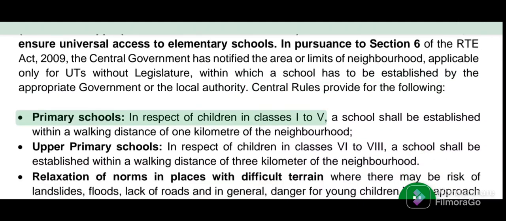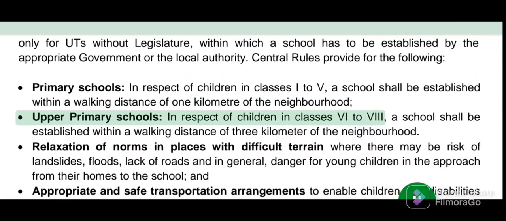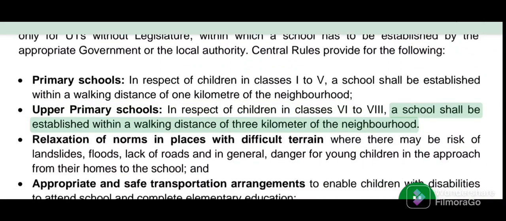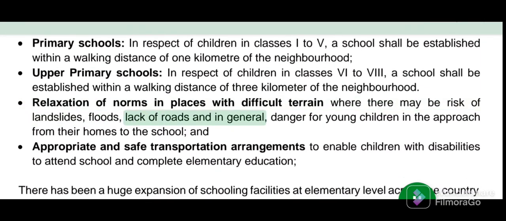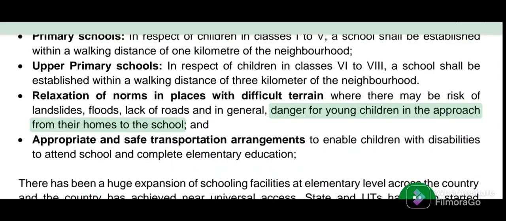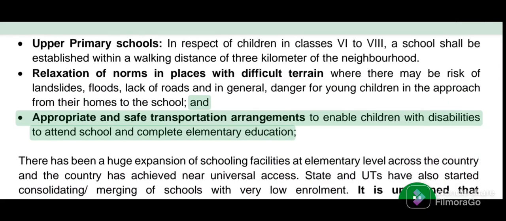Primary schools, in respect of children in classes I to V, a school shall be established within a walking distance of 1 kilometer of the neighborhood. Upper primary schools, in respect of children in classes VI to VIII, a school shall be established within a walking distance of 3 km of the neighborhood. Relaxation of norms in places with difficult terrain where there may be risk of landslides, floods, lack of roads and in general, danger for young children in the approach from their homes to the school. And appropriate and safe transportation arrangements to enable children with disabilities to attend school and complete elementary education.